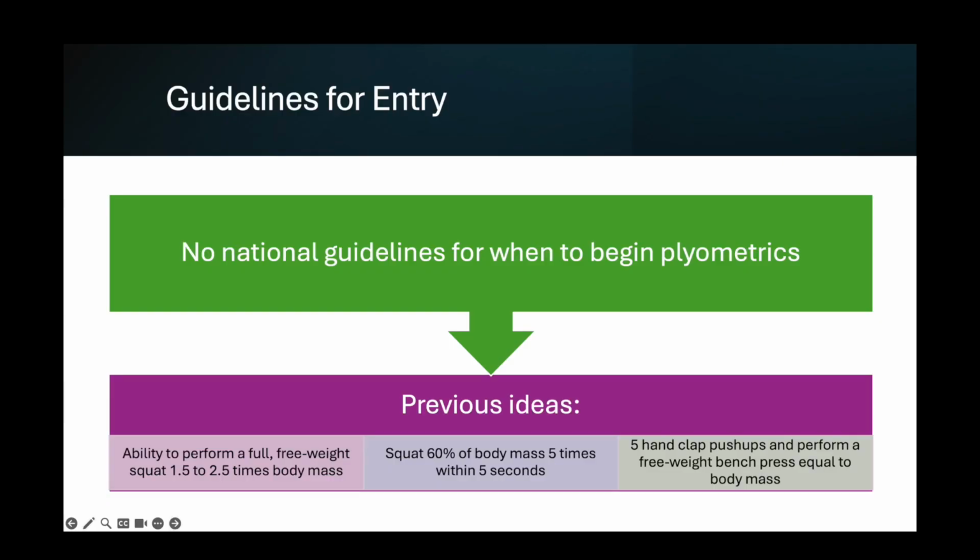In terms of guidelines for entry, every article kind of said different things, and there's not really any national guidelines for when you should begin plyometrics. Some previous ideas, which have kind of been debunked, were that you had to squat 1.5 to 2.5 times your body weight, or squat 60% of your body weight 5 times within 5 seconds, or do 5 hand clap push-ups. This is kind of an outdated way to think about it, because how many athletes are going to be able to squat twice their body weight, especially if they're in high school?